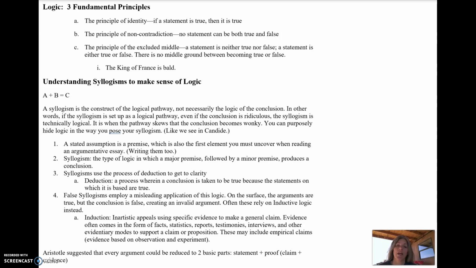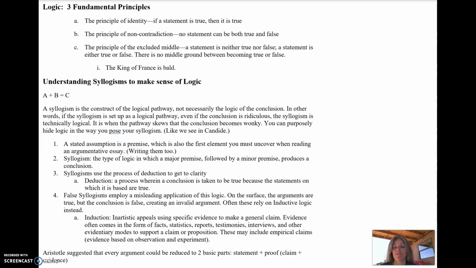So think back to geometry and proofs. I know some of you are groaning right now, but here's the deal. There are three fundamental principles of logic, and as you can see right there on the screen in front of us. First is the principle of identity. If a statement is true, then it is true. If a statement is false, then it is false. It cannot be both. That is the principle of non-contradiction. A statement cannot be both true and false.